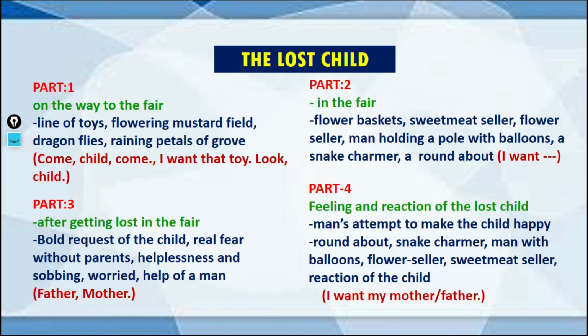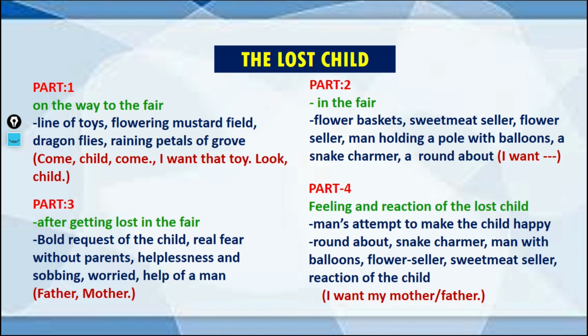So now you see the summary. We have 4 parts. Let me just consolidate the ideas. First part, on the way to the fair, what happened? Line of toys, flowering mustard field, dragonflies, raining petals of grove, and every time the mother said, come child come, right? But the child said, I want that, but mother said, look child. Second part, in the fair, arrived there, flower baskets, sweetmeat seller, flower seller, man holding pot, everything, and the child wanted to buy. So I want this, I want that.